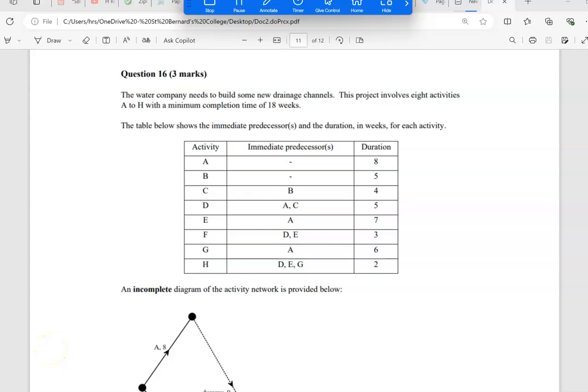Okay, so the water company needs to build some new drainage channels. This project involves 8 activities, A to H, and the minimum completion time is 18 weeks. So they've told me that we know the critical path is 18 weeks, or when you get to the end of the network flow, if we're doing a flow chart, it'll be 18. The table below shows the immediate predecessors and the duration. So we've got a predecessor table.